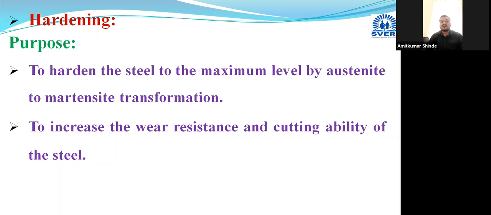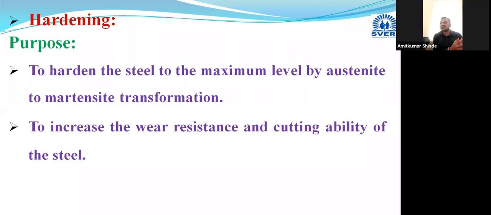For annealing, we kept one sample inside the furnace itself for very slow cooling. For normalizing, we removed that sample from the furnace and kept it in air for cooling. And one sample I removed from the furnace and directly dipped into the water, quenching it in cold water. This is the hardening heat treatment process. And what is the purpose of conducting the hardening heat treatment process?